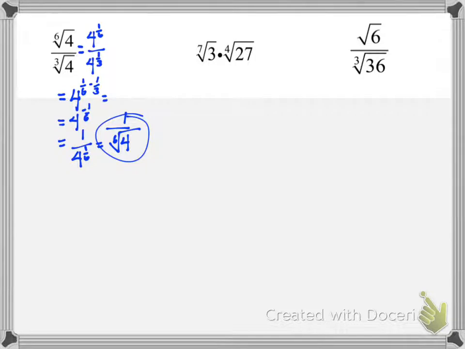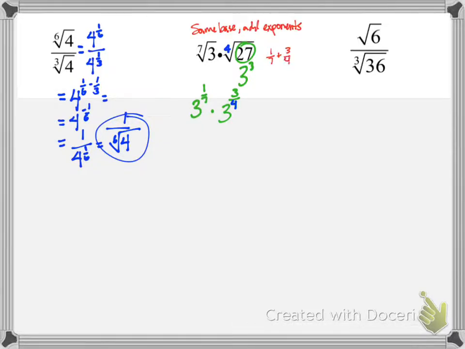So 3 and 27 aren't the same base, but 27 is a power of 3. So I can write 27 as 3 cubed there. 3 cubed, 4th root is 3 to the 3/4. So now I'm multiplying the same base. I need to add the exponents.